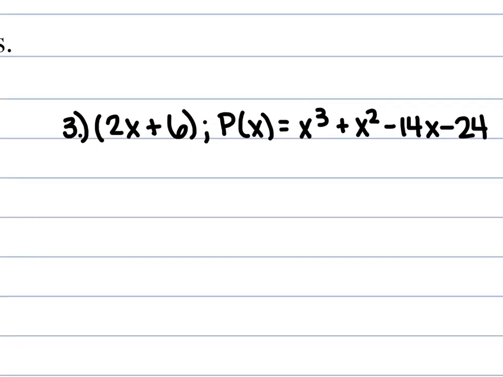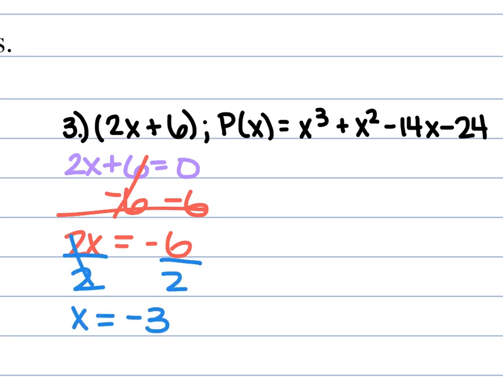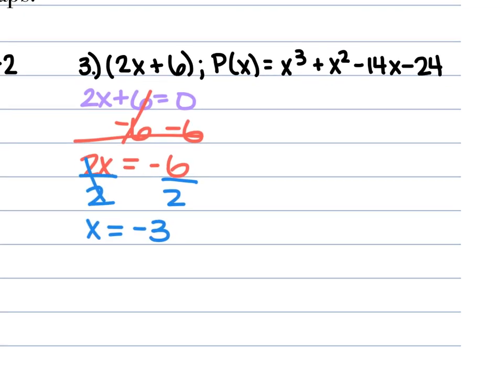For 3, we have 2x plus 6, so 2x plus 6 is equal to 0. Subtract the 6 from each side. We get 2x is equal to negative 6, and then divide by 2 from each side. We get x is equal to negative 3. Use that with your synthetic division. The negative 3 goes into the box. We're going to have 1, 1, negative 14, negative 24.